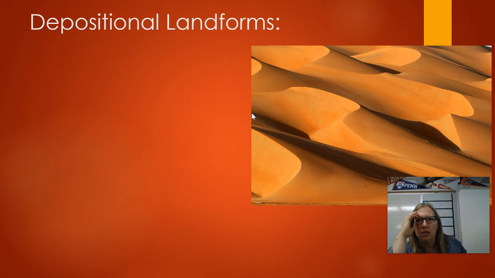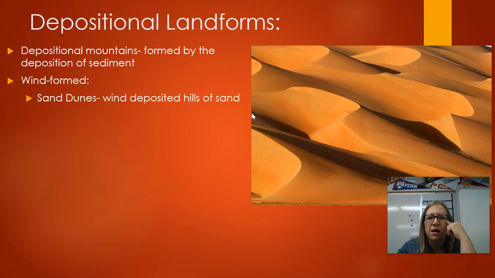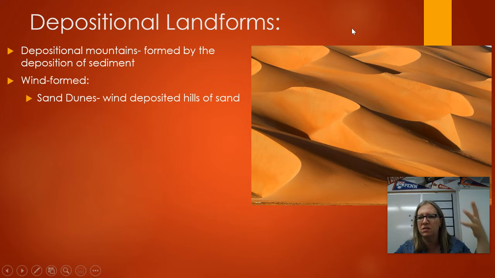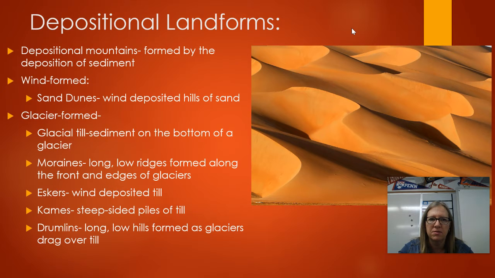All right, so in addition to the erosional landforms, we get landforms that are formed when the sediment is deposited. Those are known as depositional landforms. There's a lot, so you're probably going to need to pause this screen to get all the information down. We get depositional mountains, which are just formed by the deposition of sediment. There are wind-formed landforms. Sand dunes are the main one. This is a picture of sand dunes here, and basically it's these little hills of sand that are formed by wind depositing the sand in different places.